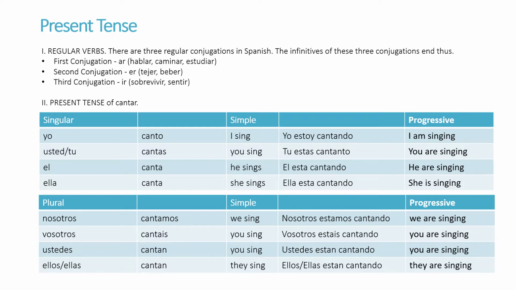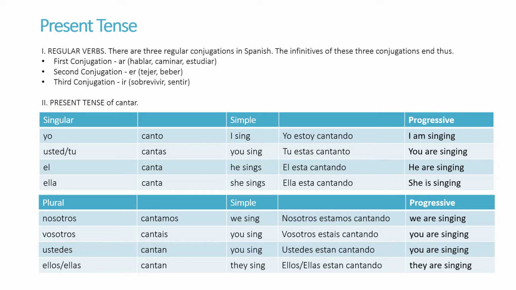The present tense conjugation for the verb cantar will help us to understand better the concepts of the present tense in Spanish and the progressive way of the present tense. For example, for the singular first person, yo canto, I sing. Tú cantas, you sing. Él canta, he sings. Ella canta, she sings. En plural, nosotros cantamos, we sing. Vosotros cantáis, you sing. Ustedes cantan, you sing. Ellos o ellas cantan, they sing.